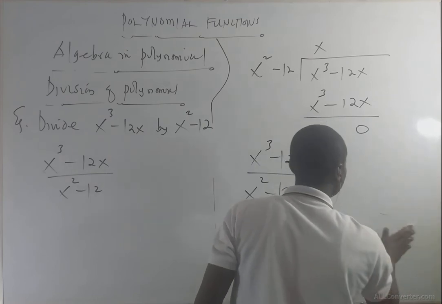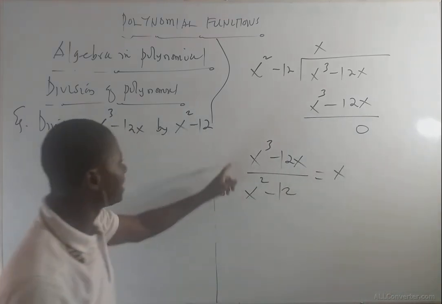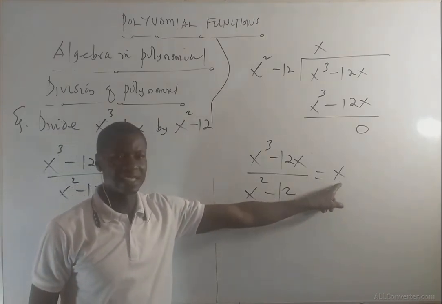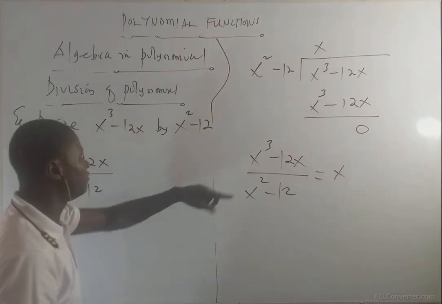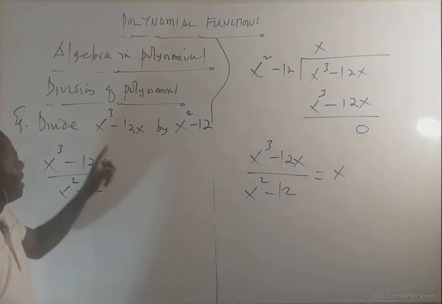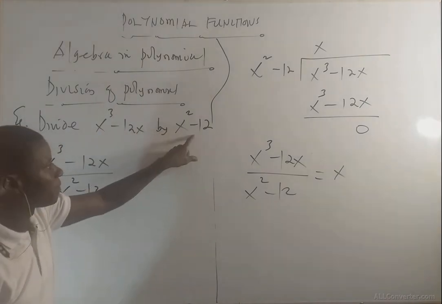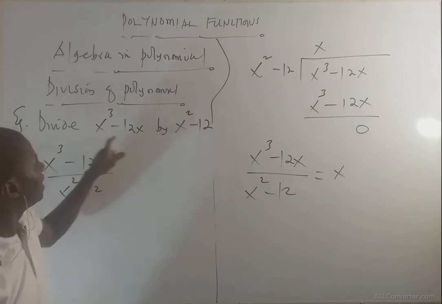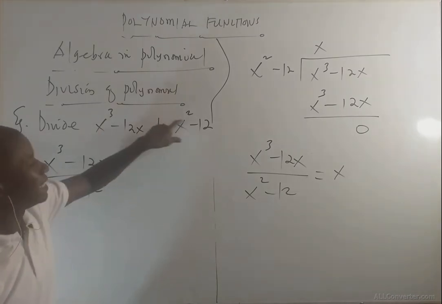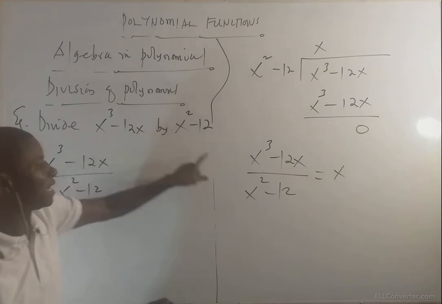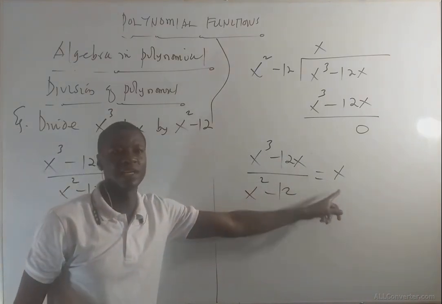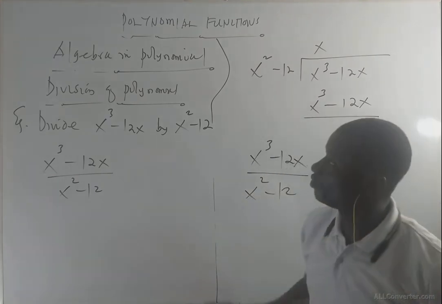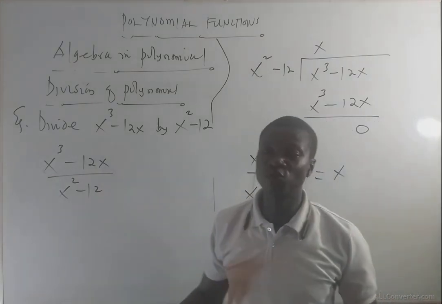Now, do you see that when we divided x cubed minus 12x by x squared minus 12, we are getting x. Don't forget that the first question we were given before this, we were asked to divide this by x, and this is the answer we had. And now we were given x cubed minus 12x to divide by the answer we had, and we are getting back the first question again. So in all, that is really what is happening, and this is what we mean by division of polynomials.